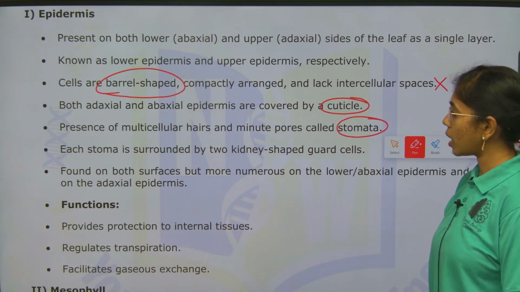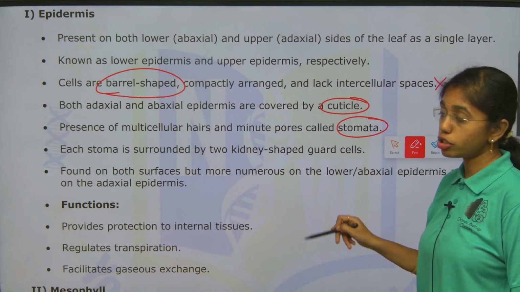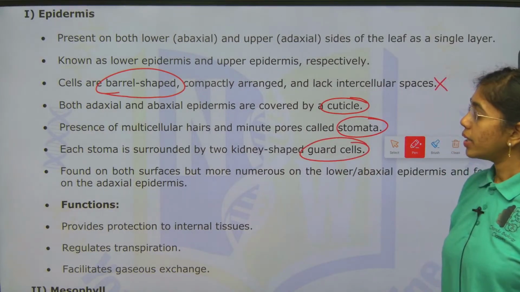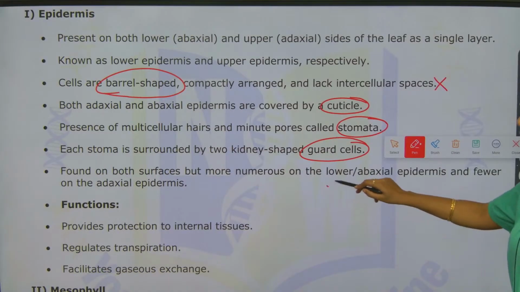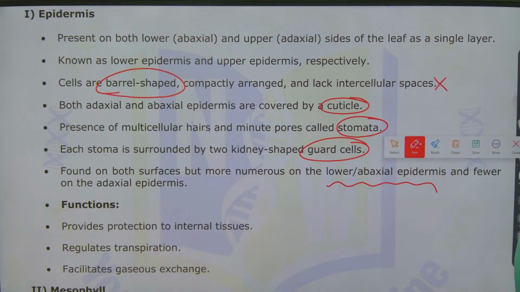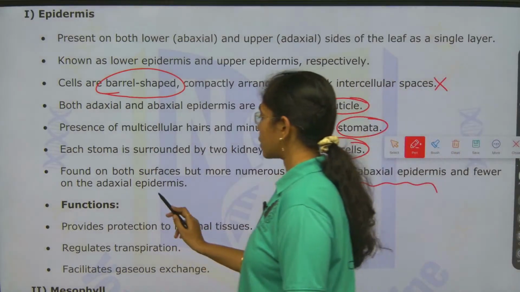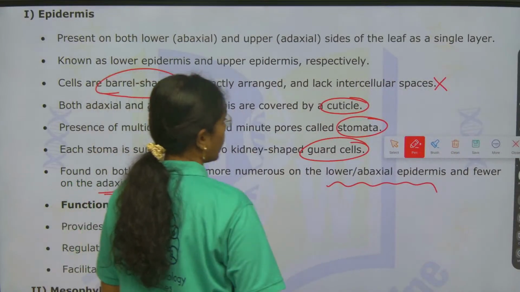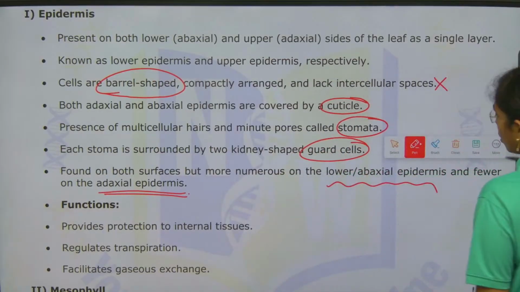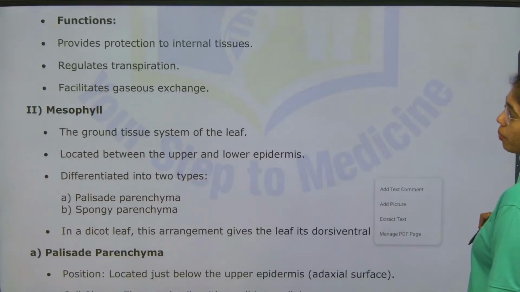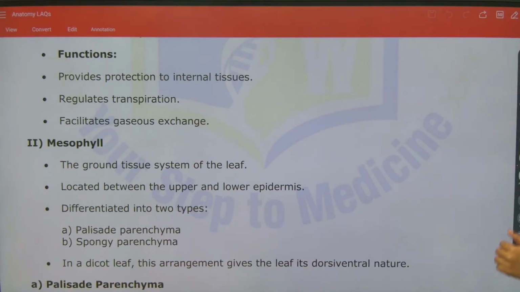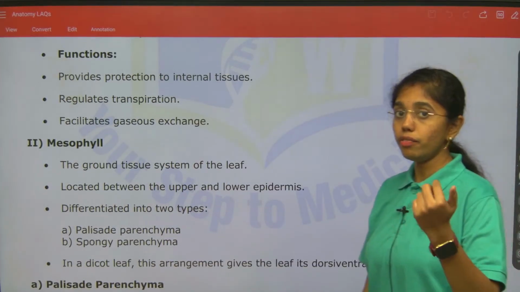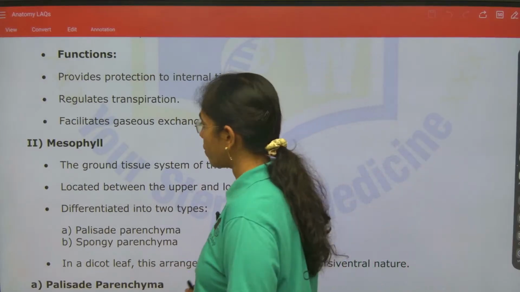Each stoma is surrounded by bean shaped or kidney shaped guard cells. They are found on both the surfaces but more numerous in the lower or abaxial epidermis and fewer in the adaxial epidermis. And then we will see the functions. What are the functions of the epidermis here? It provides protection to the internal tissues, regulates transpiration and facilitates gaseous exchange.